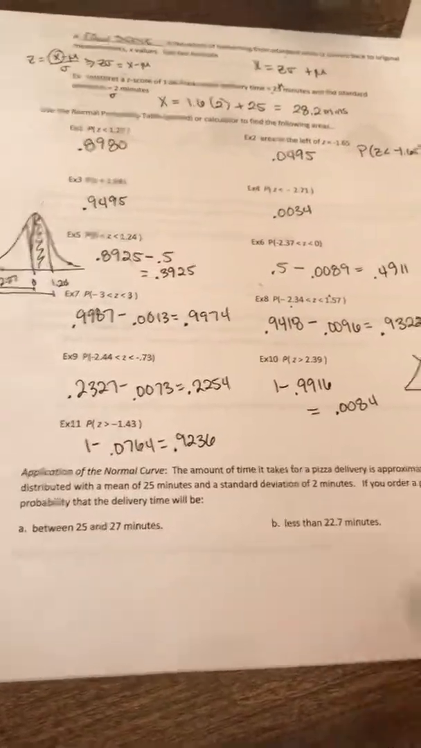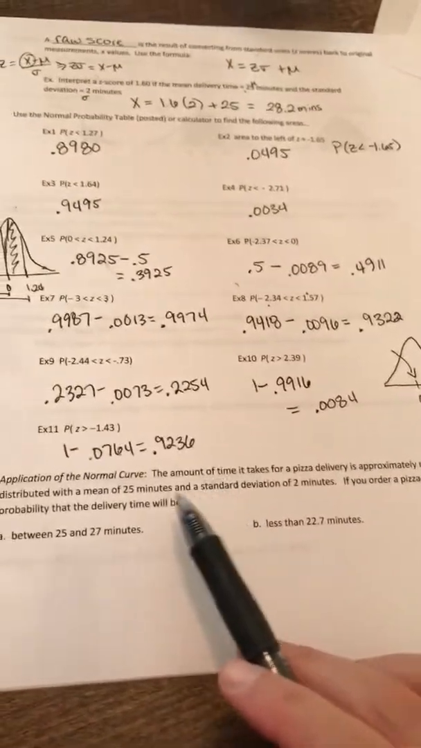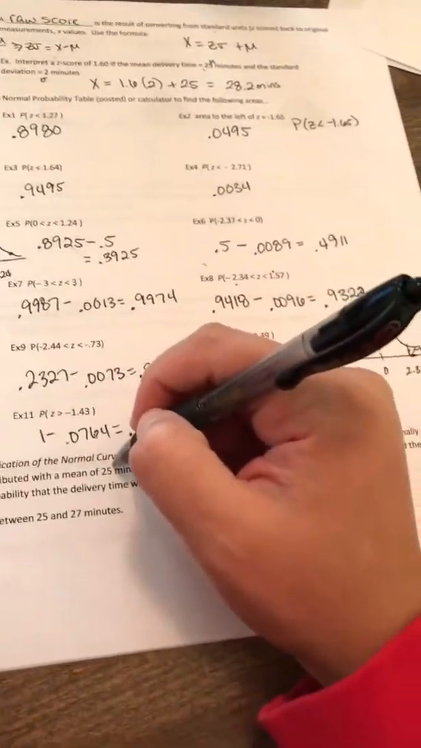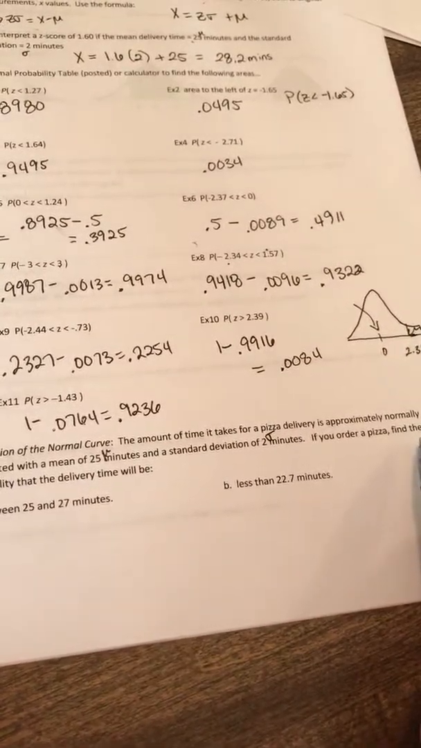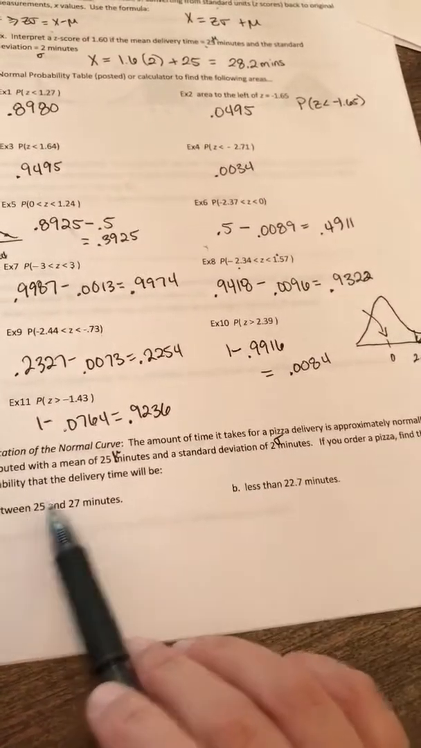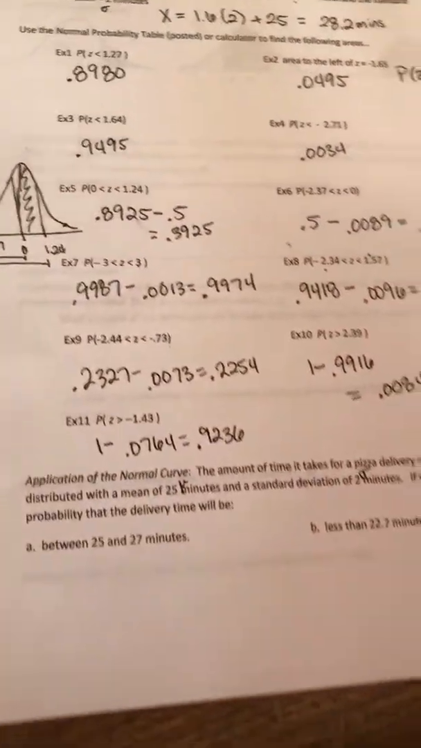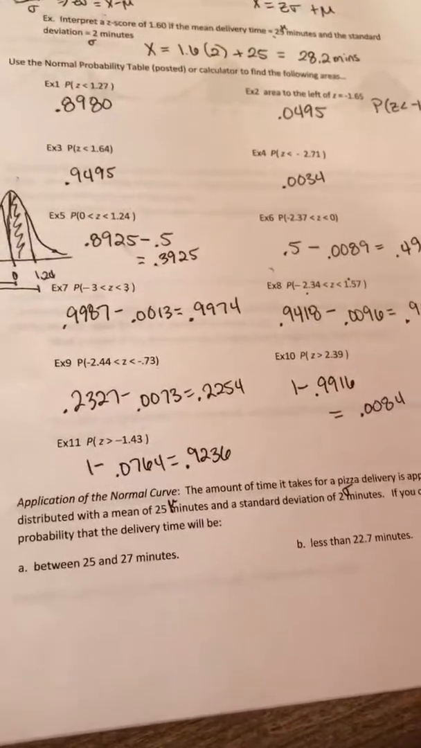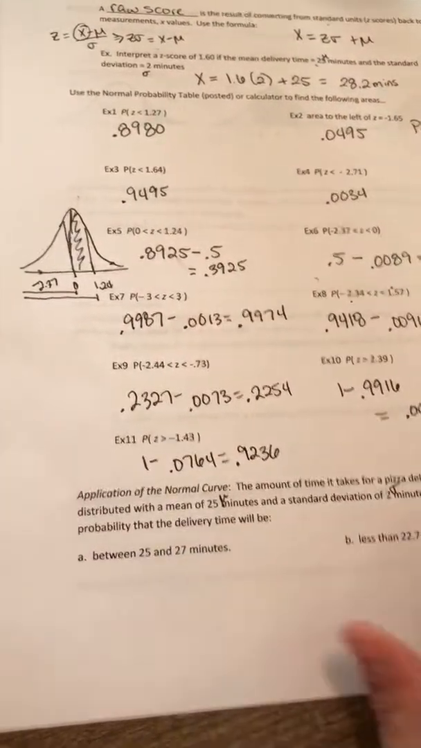For an application problem, the amount of time it takes for the pizza delivery is still normally distributed with a mean of 25. So there's our mean, and the standard deviation is still 2. If you order a pizza, find the probability that the delivery time will be between 25 and 27 minutes.